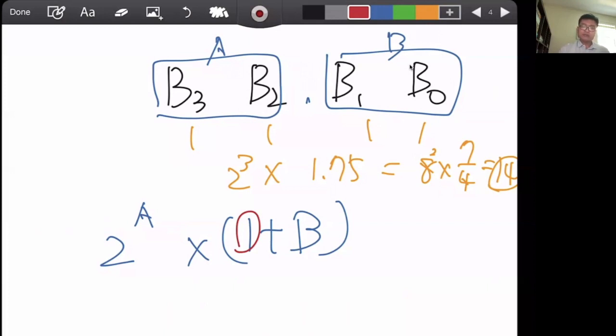Okay, but you might ask a question: where do we represent this one in memory? Inside memory, we have 4 digits, right?